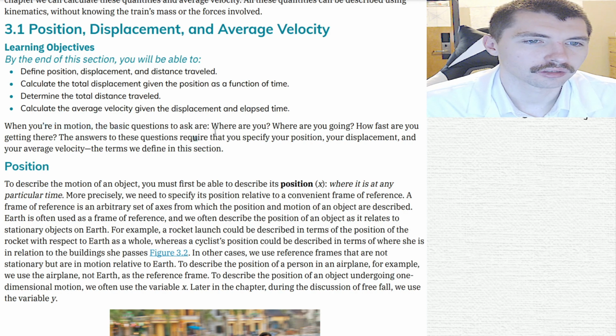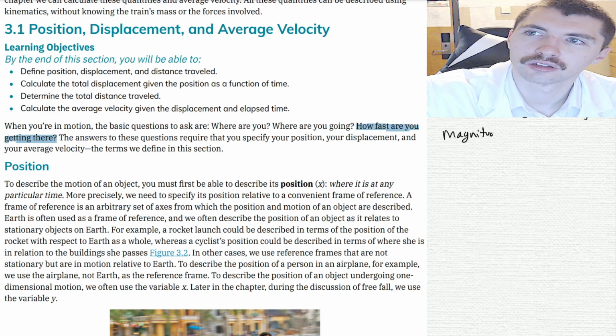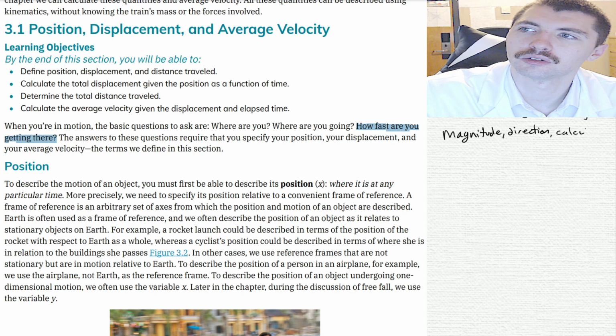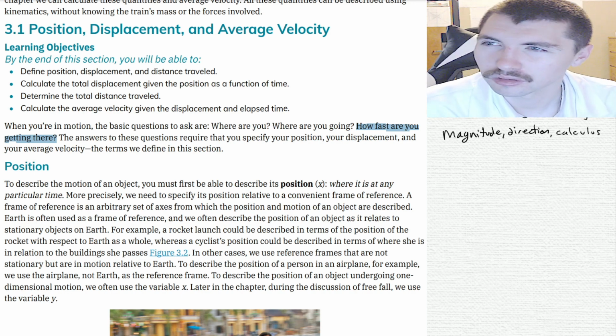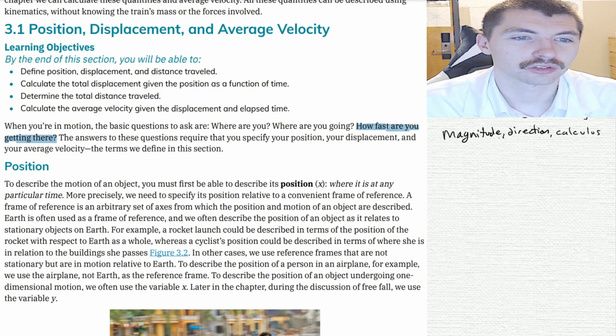So when you're in motion, where are you? Where are you going? So magnitude, direction. I'm just going to write calculus. I hope that's spelled right. So how do we combine vectors in calculus? I wonder if this is what the chapter addresses. So the answers are position, displacement, average velocity.